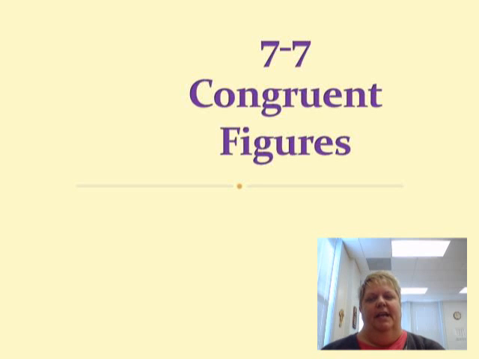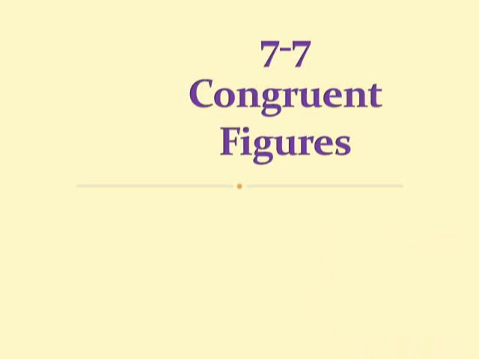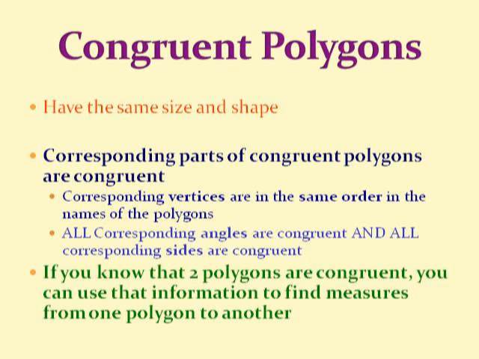Lesson 7 is all about figures that are congruent. We talked about similar figures earlier this year. Now we're talking about congruent figures, specifically polygons. If they are congruent, then they not only have the same shape, but they also are the same size. So all the corresponding parts of the congruent polygons are congruent. Their vertices, their sides, their angles, everything must be the same, must be congruent.